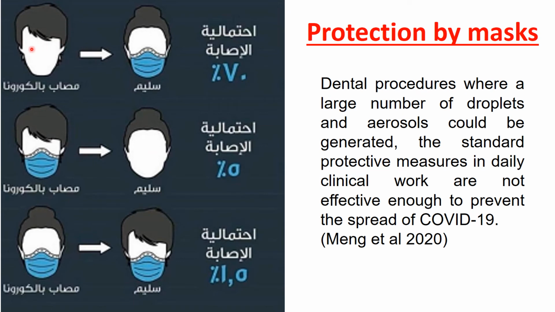If a person is infected with corona and he does not have a mask, and we have a mask, the possibility of our infection is 70%. If the corona patient is wearing a mask and we don't wear a mask, the possibility of infection is 5%. But if both of us wear a mask, the possibility of infection is 1.5%. So it is imperative that all should wear masks.